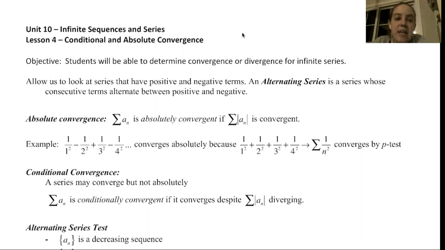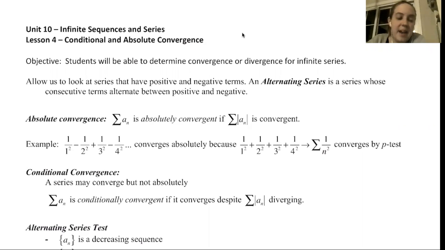So we're going to look at a series that has positive and negative terms. This is called an alternating series, a series whose consecutive terms alternate between positive and negative. They just flip-flop: positive, negative, positive, negative. We have a series that's absolutely convergent if the absolute value of that series is convergent. It seems like it's obvious, but it isn't necessarily. We'll look at a few examples of that.